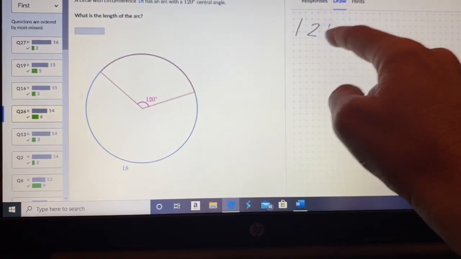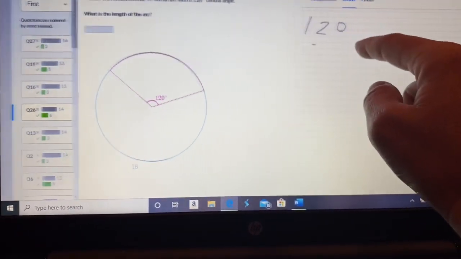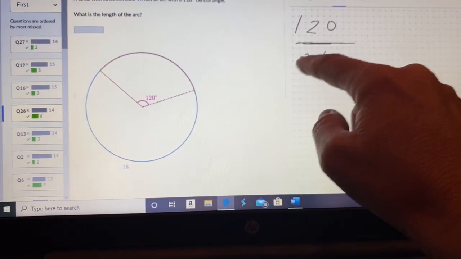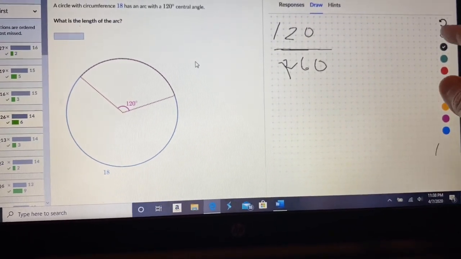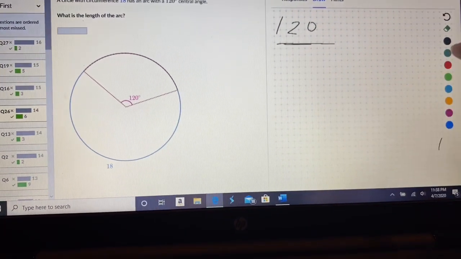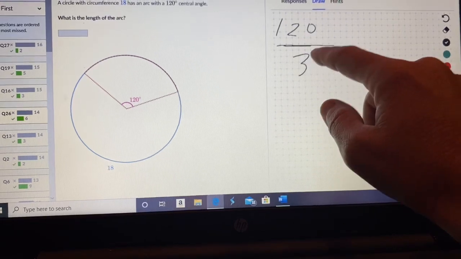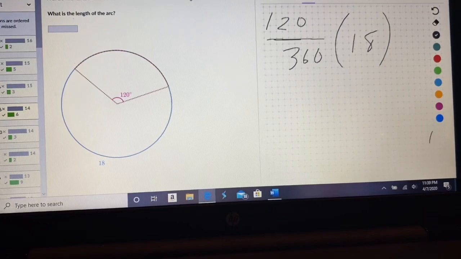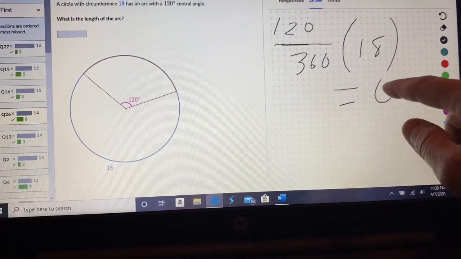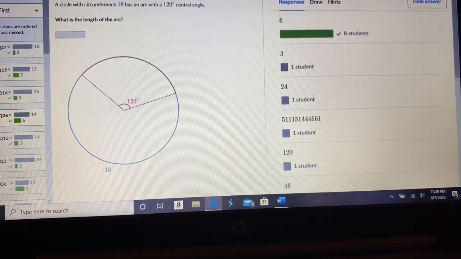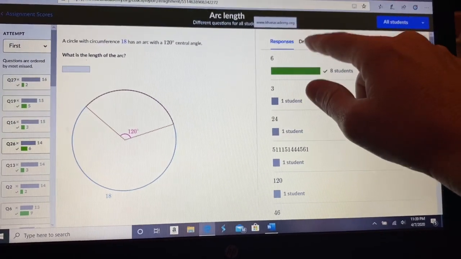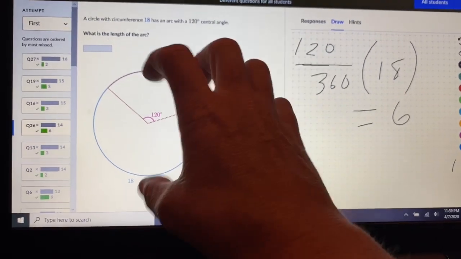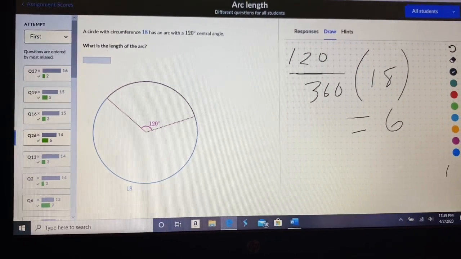Well, I think you all would agree that 120 of 360, it's basically 1/3 of that whole circumference. And so your answer would just be 6. So no terms of pi there. There was not a pi in there. Pi is actually in it, but it's already taken care of from that aspect.